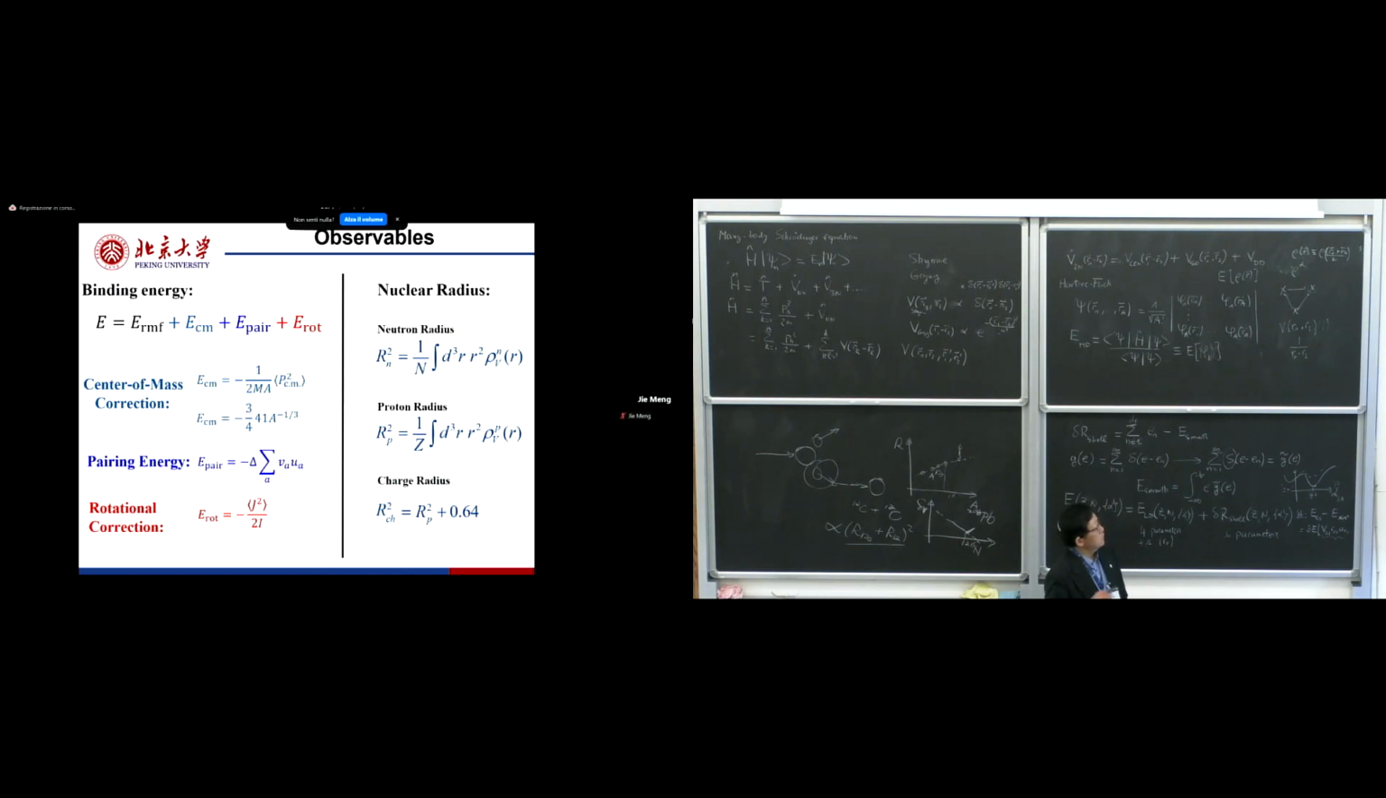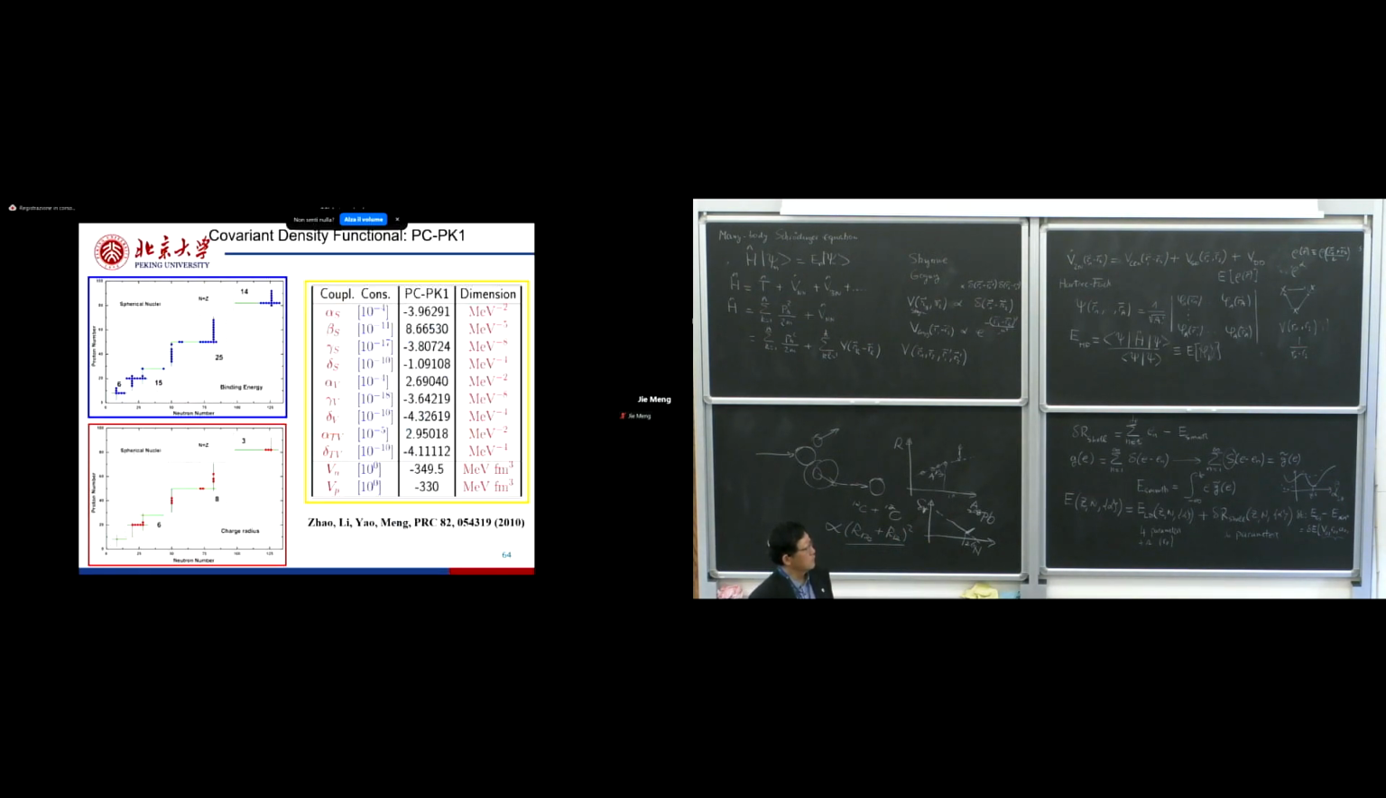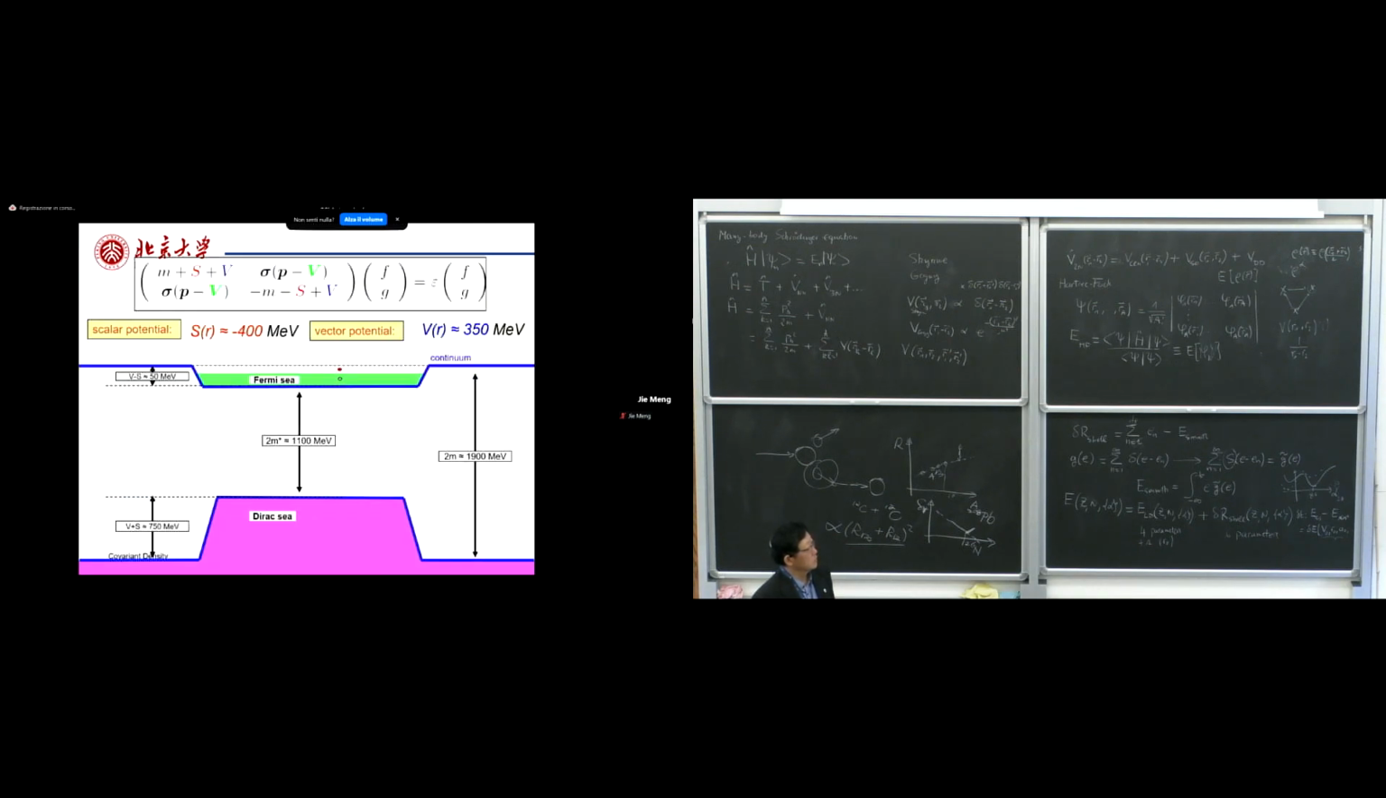And after you have done this, you can calculate all kinds of physical observables, like the binding energy, center of mass correction, pairing energy, rotational correction, and the charge radii, neutron radii, and proton radii, and also the deformation parameters. All of this could be done once you have solved this equation of motion. Okay, so with this, maybe I just stop here. And if you have any questions, please just ask me.